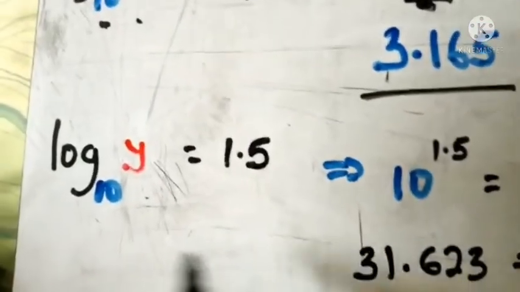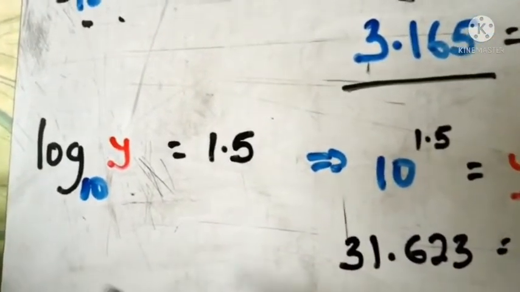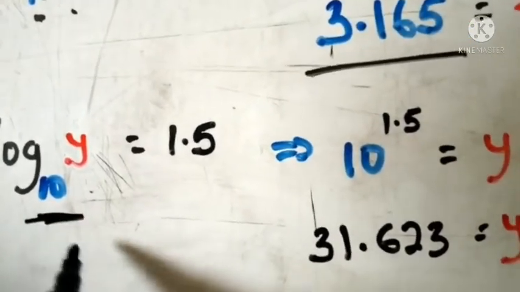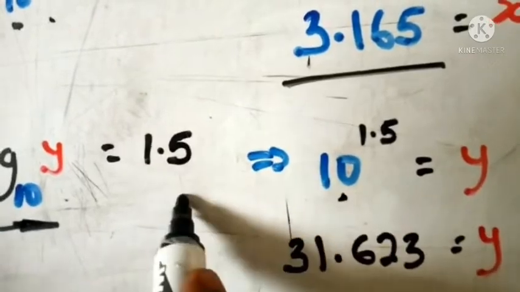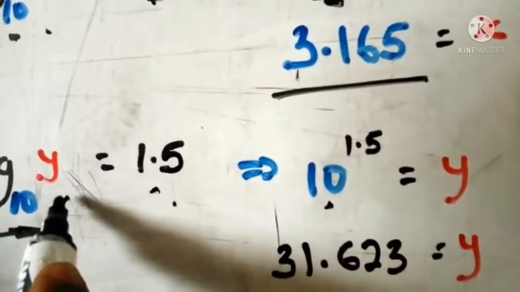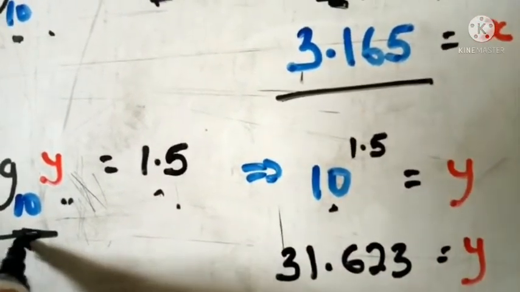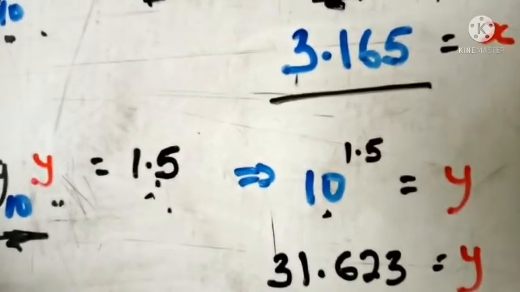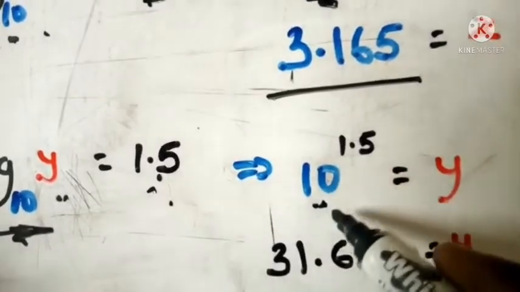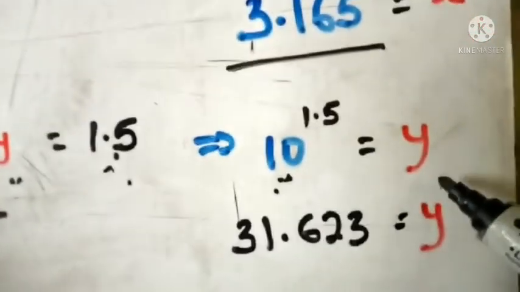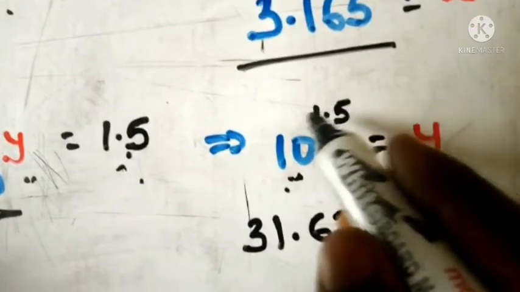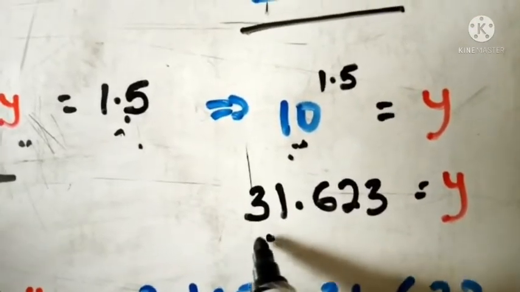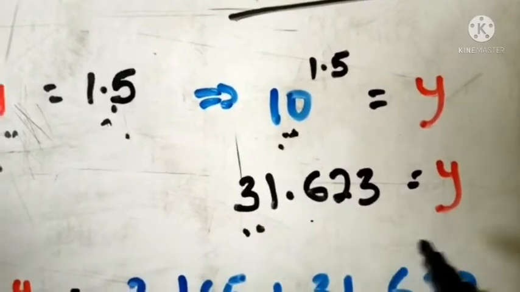Now that we have found x, the same scenario you can use to get your y. Maybe you should pause the video and try that. Your y here will be: the base is 10, the exponent is 1.5, and the answer is equal to y. This is the base and this is the exponent. That's the relationship between logarithm and indices. So 10 raised to the power 1.5 is equal to y. With the help of a calculator, you have 31.623 is equal to y.